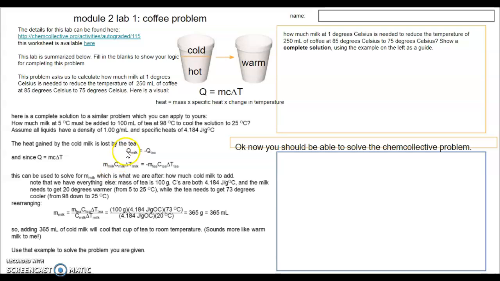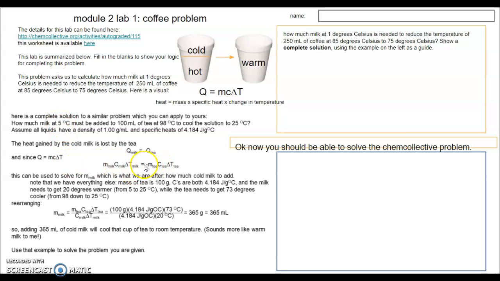Notice what I've done here is I've just said what Q for the milk is equal to. It's equal to the mass of the milk times the specific heat of the milk times the change in temperature of the milk. Not just the temperature, the change in temperature. That would be how much warmer the milk gets. And notice that it looks like it's 20 degrees.